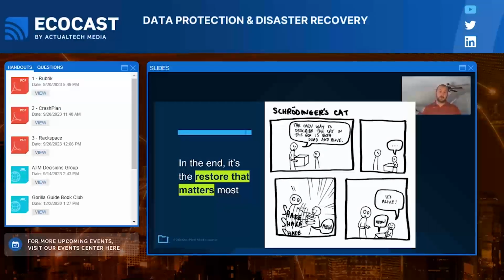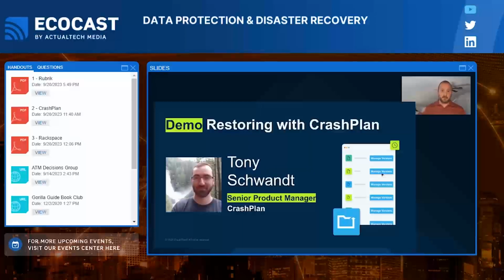So I challenge each and every one of you to think through: are you backing up? And can you restore? And if you restore, is it what you expected to restore? Is it the full file? Is it the full presentation? Is it actually that bid, that proposal that you plan to present? So with that, I'm going to hand it over to Tony Swant, our senior product manager, who's been with CrashPlan for over a decade, to give you a demo of our product, and we look forward to your questions.